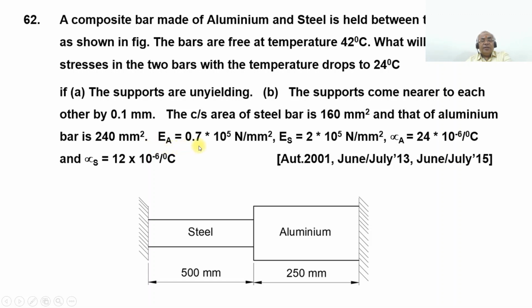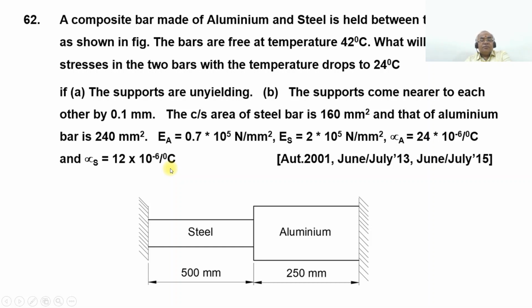Young's modulus of aluminium equals 0.7 into 10 to the power of 5 Newton per mm square. Young's modulus of steel is 2 into 10 to the power of 5 Newton per mm square. Coefficient of thermal expansion of aluminium is 24 into 10 to the power of minus 6 per degree centigrade, and coefficient of thermal expansion of steel equals 12 into 10 to the power of minus 6.